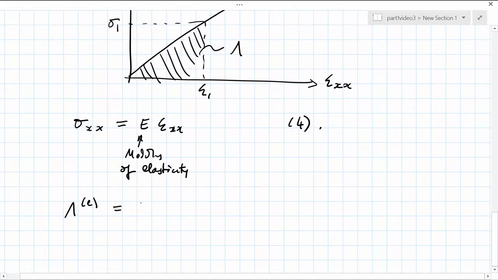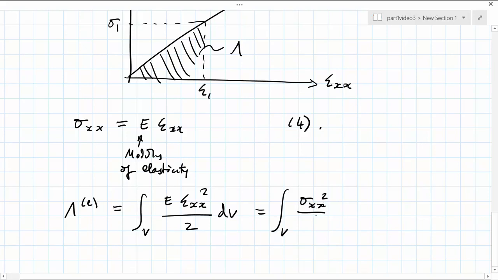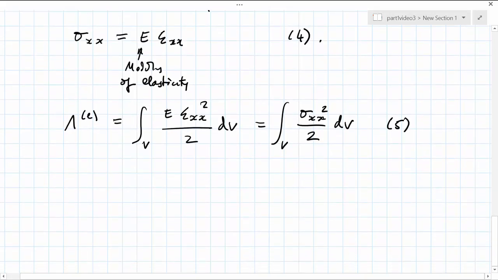Lambda E is equal to the volume integral of the modulus of elasticity multiplied by the strain squared over 2 with respect to the volume, or it can be written the other way around as the integral of the stress squared, again with respect to the volume. To obtain the nodal displacements in our system, we must evaluate this integral. Let us now focus our attention on a single element.